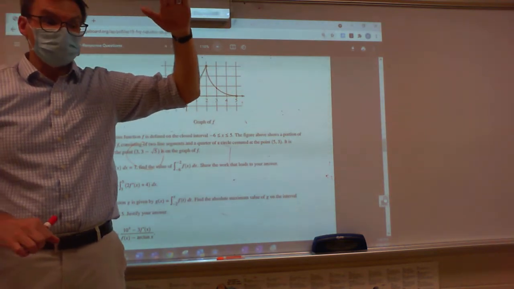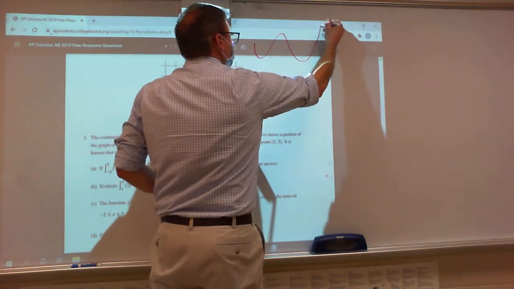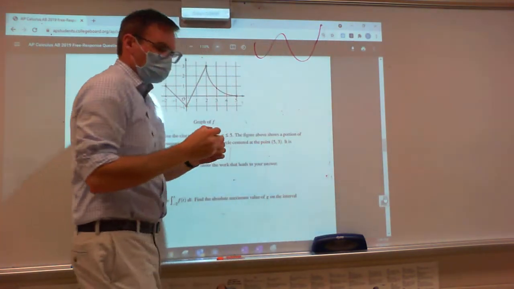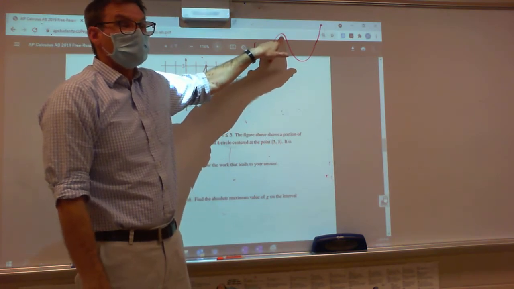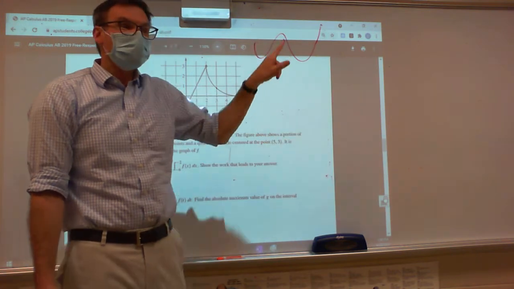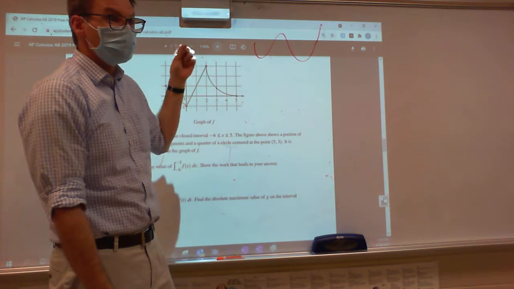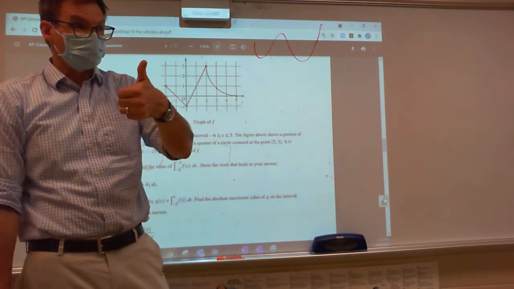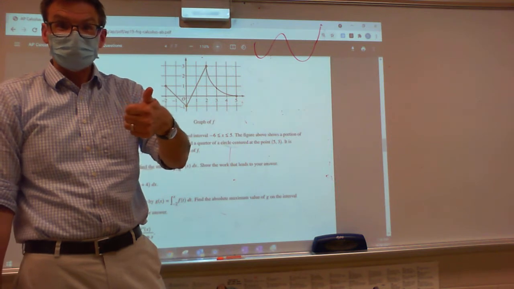Now that highest value could happen in the middle. So let's say my graph looks like this. Do you see how the maximum could be here? Or it could happen at an endpoint. So anytime you're asked for an absolute max or absolute min, your job is you need to find out where your critical values are, and then you also have to check your endpoints. Got it?